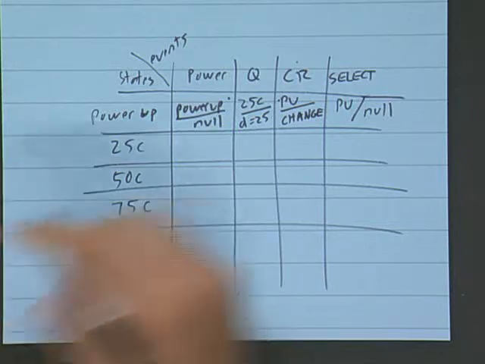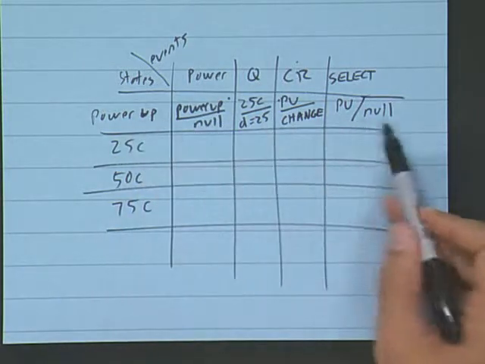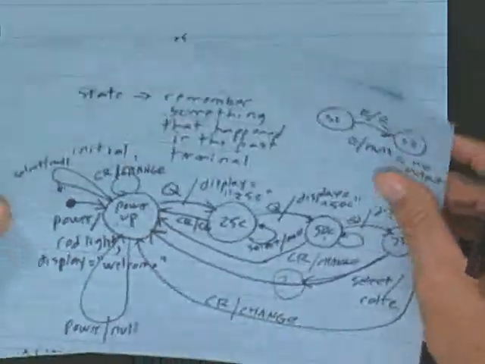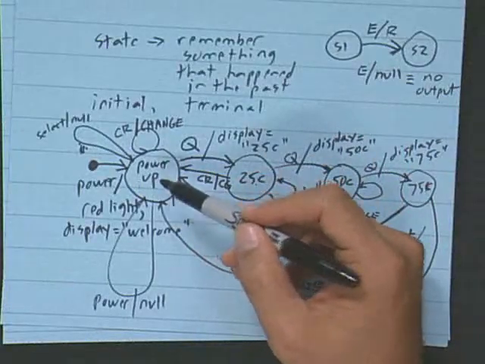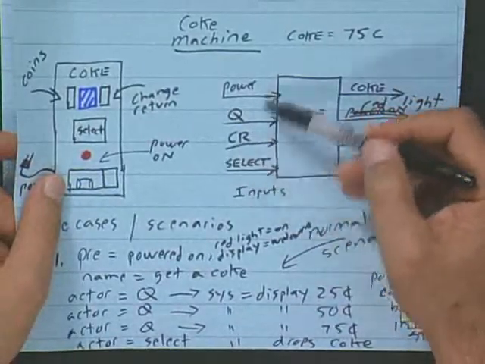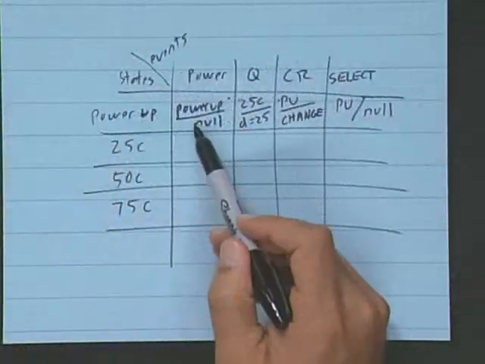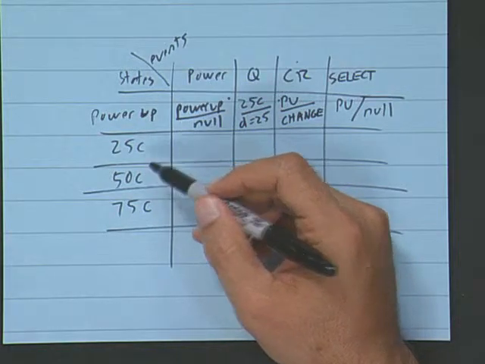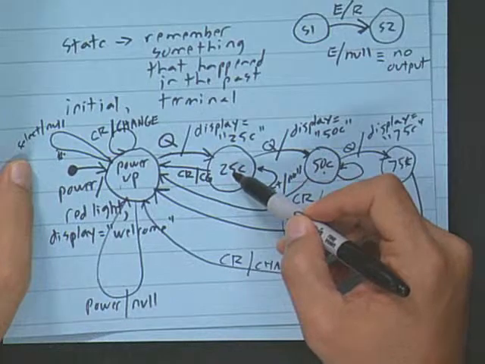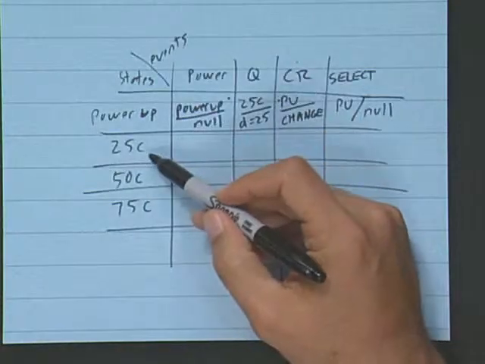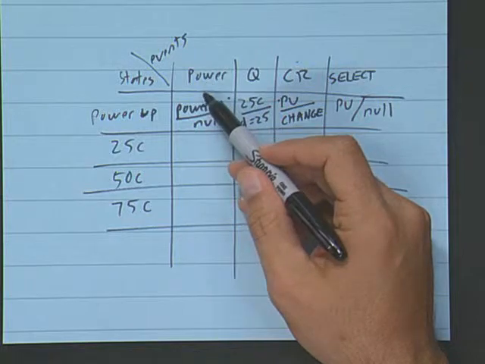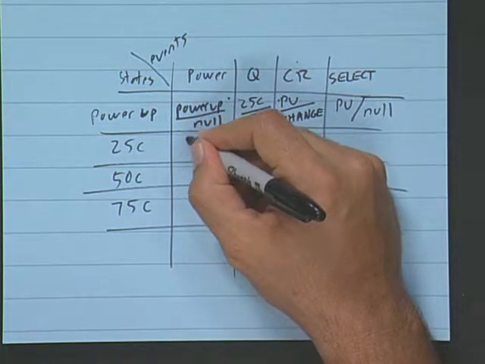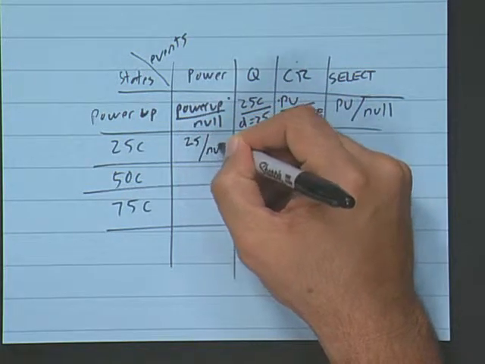So basically, this first row is I'm in the power up state. What happens if I'm in this power up state? If I get every one of these inputs, what do I do? And that takes me down this row. What if I'm in this 25-cent state? That's this state right here. Let's have the same exercise. If I'm in the 25-cent state and I get the power, not power off, just the power on, I'm going to ignore it. So I'm going to stay in the 25-cent state and ignore it.